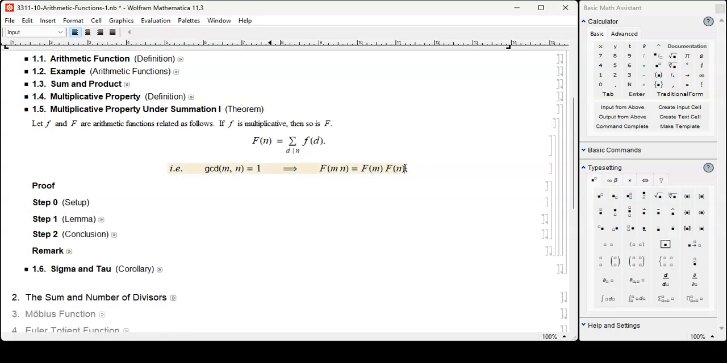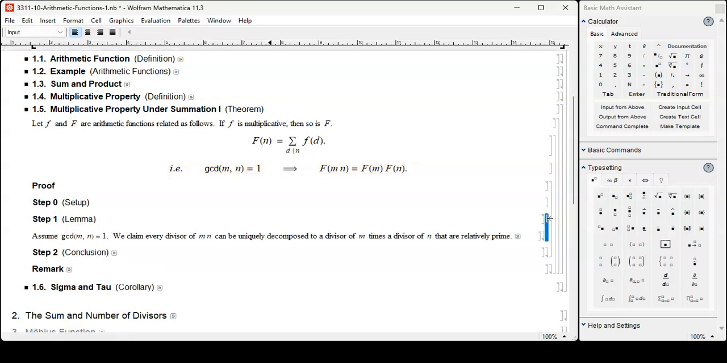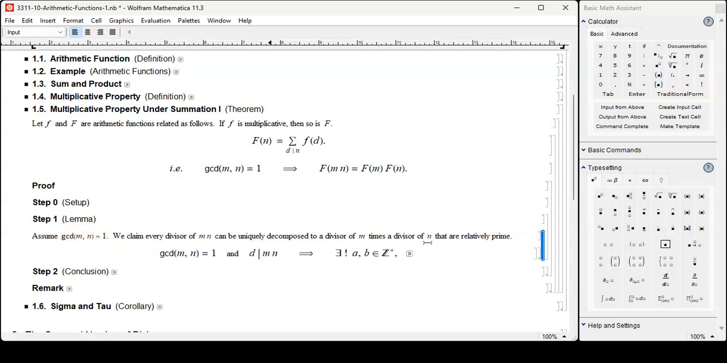But before that, let's set up and prove a lemma. A lemma that is not directly related to arithmetic functions or anything of the kind, but it's going to be useful for this. Assume m and n are relatively prime. We claim that every divisor d of m times n can be uniquely decomposed into a divisor of m, which we call a, and a divisor of n, which we call b, that are relatively prime.